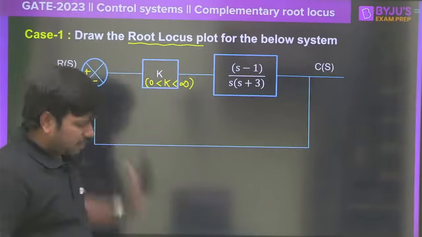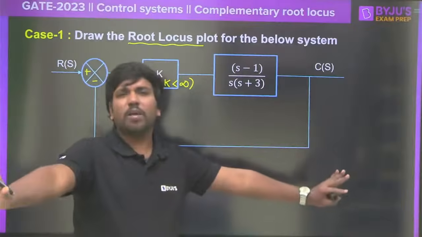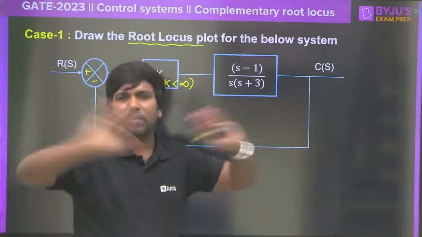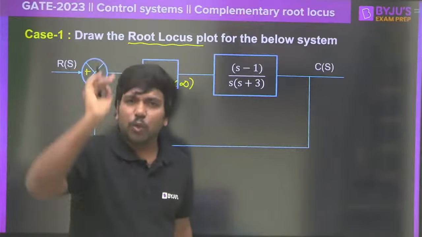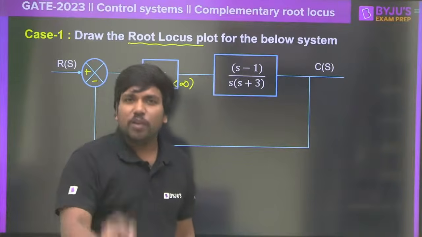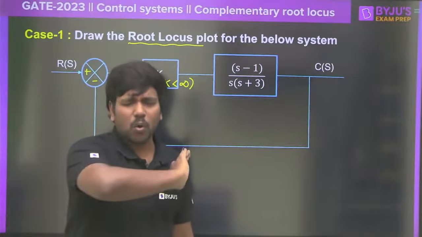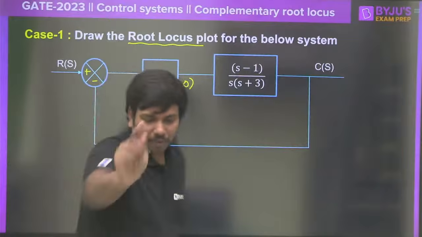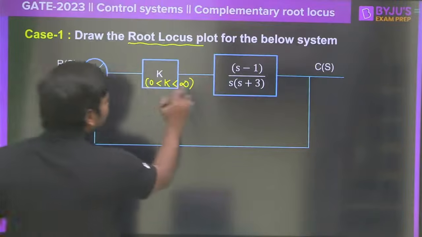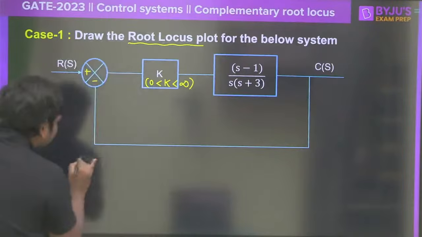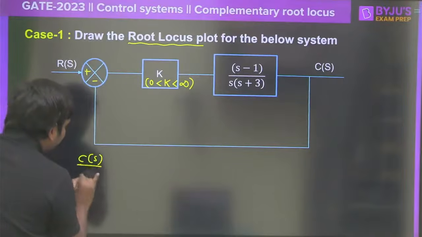Now let us sketch the root locus without worrying about the complementary and all. Let's straight away use the basic mathematics and calculator and draw the root locus. Don't look at any other things. Let's go with the basics. So if k is varying from 0 to infinity, can you please tell me what is the closed-loop transfer function here? C of s by R of s.